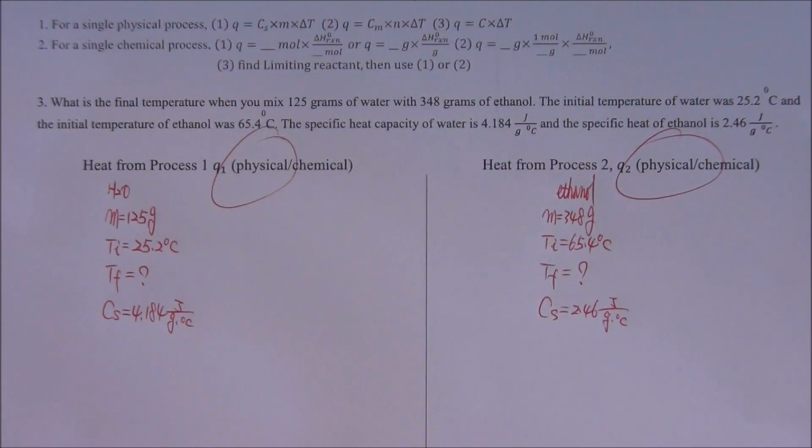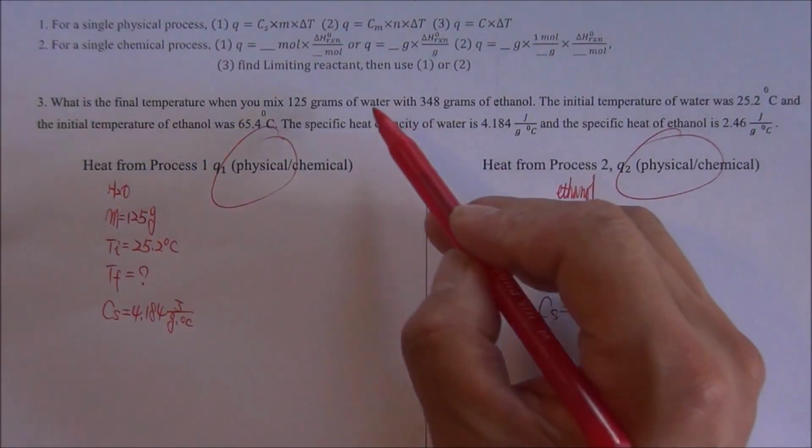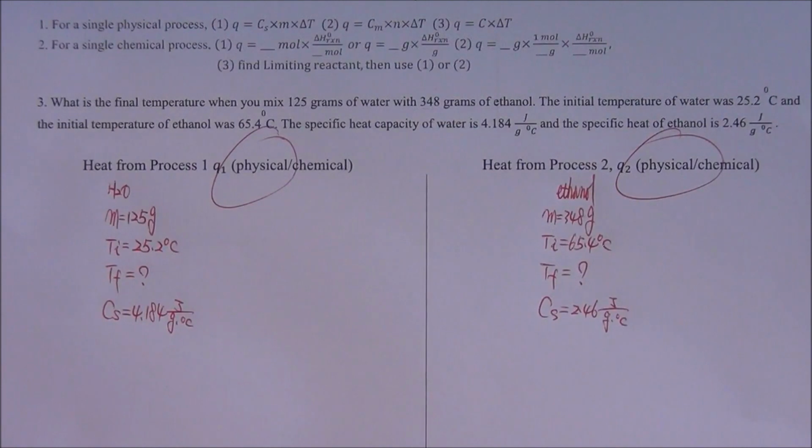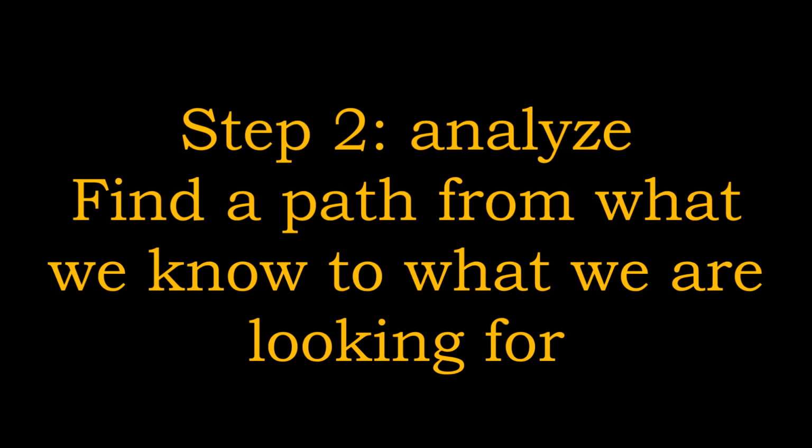Since we have 2 different temperature changes, we should have 2 physical processes. Another hint is we have 2 different substances. They may indicate we have at least 2 different processes.